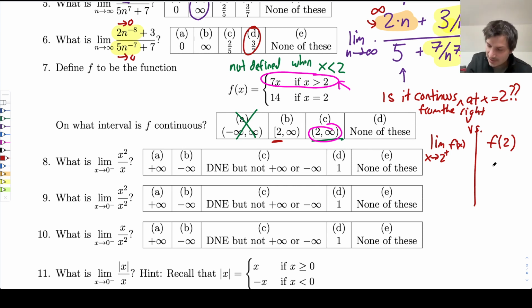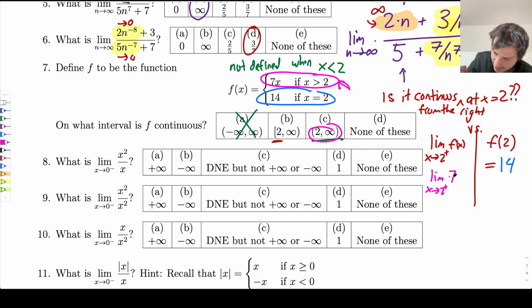f of 2 is easy because this one is just given to us. This is 14. When x equals 2, you just get 14. The limit as x goes to 2 plus is this branch. x is a bit bigger than 2, so this is the limit as x goes to 2 plus of 7x.